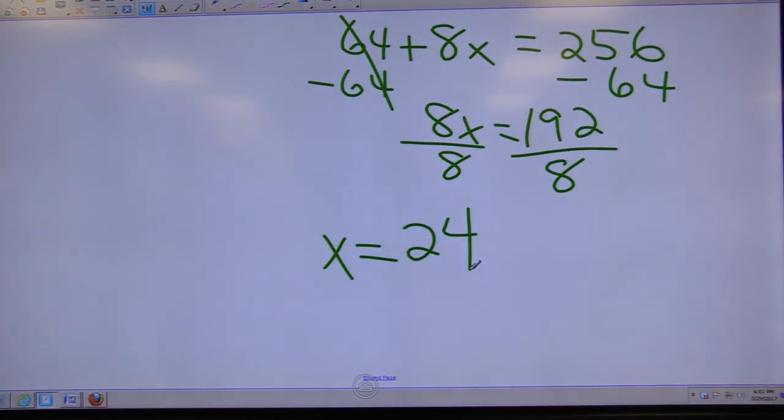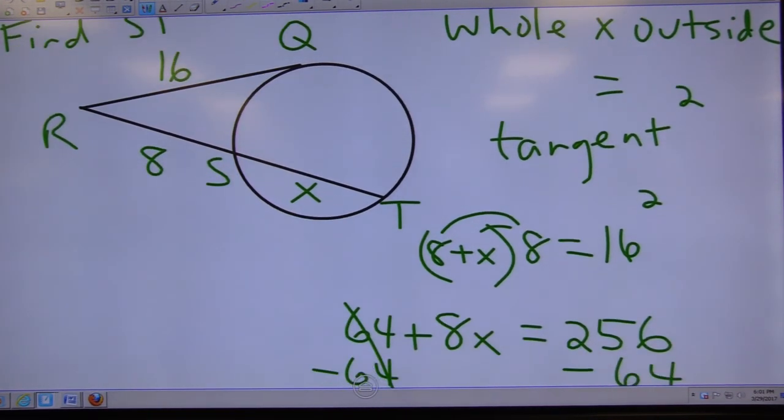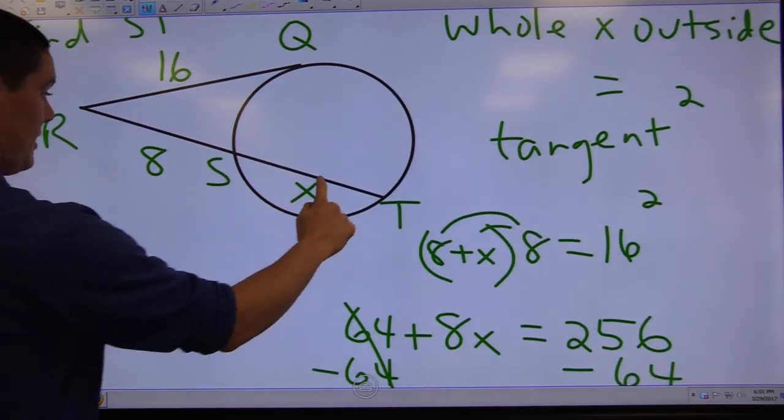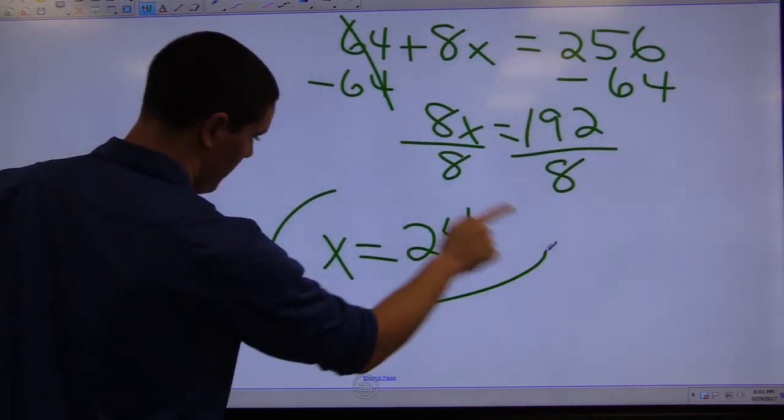All right, so we've got that. X is equal to 24. So that's what x is, and that's ST. So we've got our answer. We can just circle that, I guess, because that is what we wanted to find, ST.